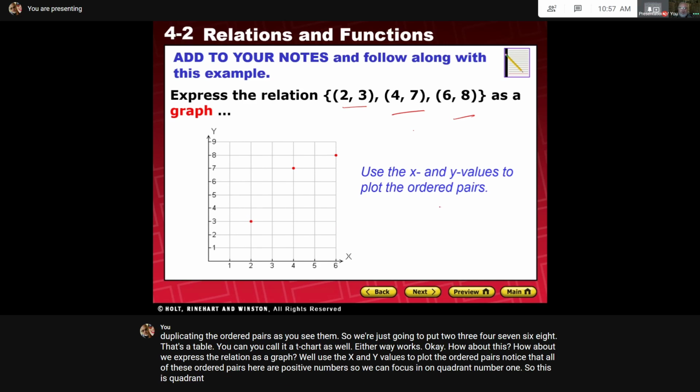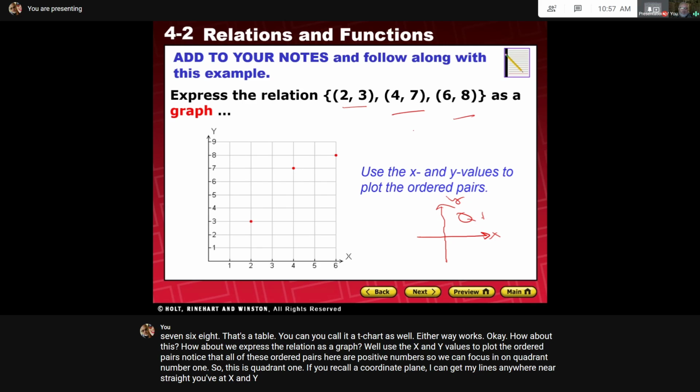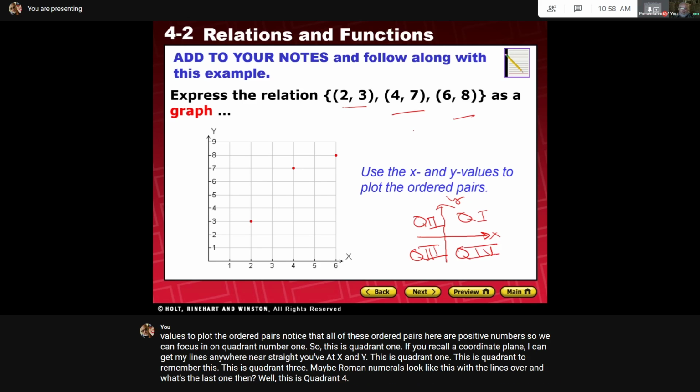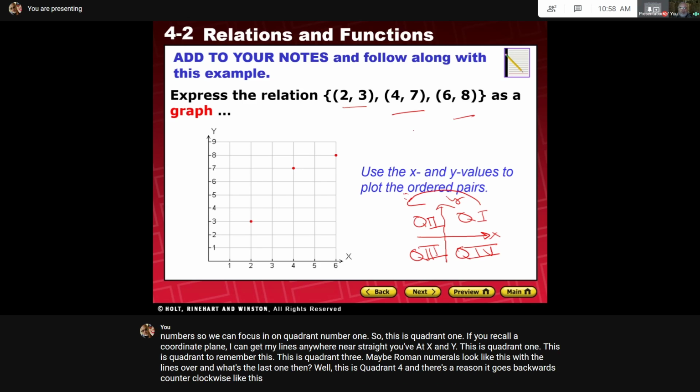If you recall, a coordinate plane, if I can get my lines anywhere near straight, you've got x and y. This is quadrant 1. This is quadrant 2. Do you remember this? This is quadrant 3. Maybe Roman numerals look like this with the lines over them. And what's the last one then? Well, this is quadrant 4. And there's a reason it goes backwards, counterclockwise like this. Again, something we'll talk about later.